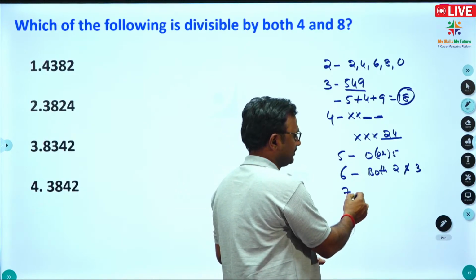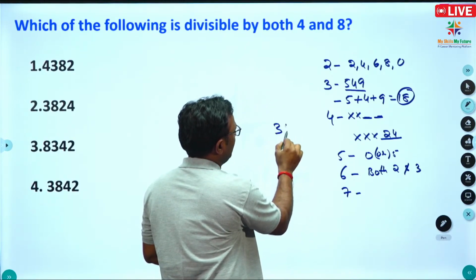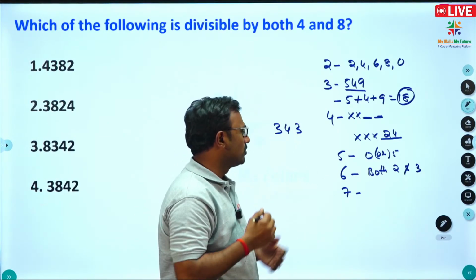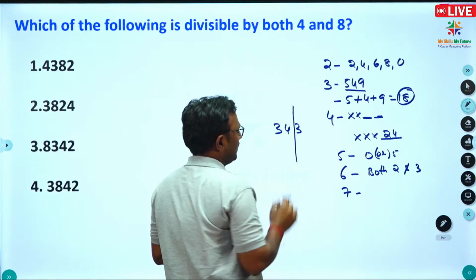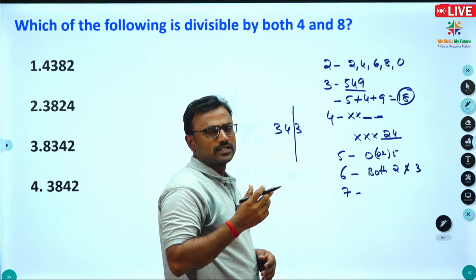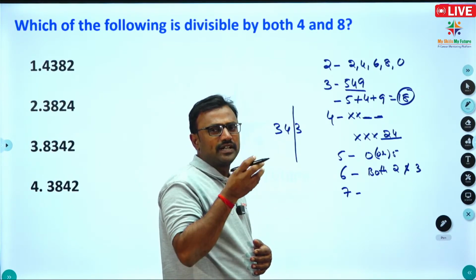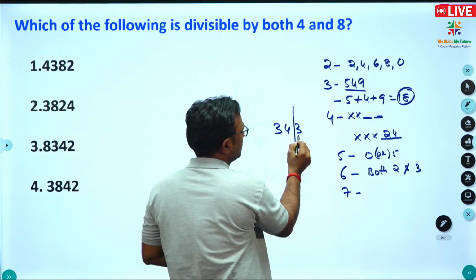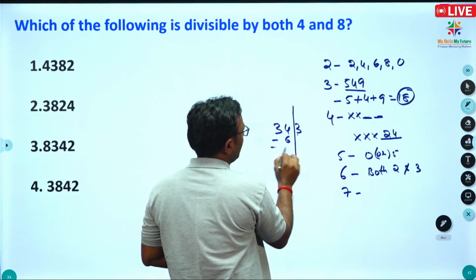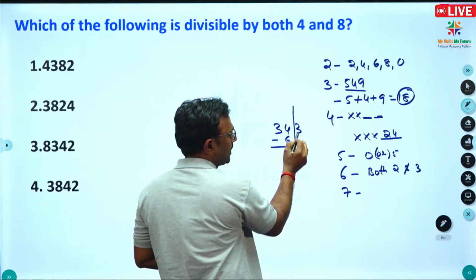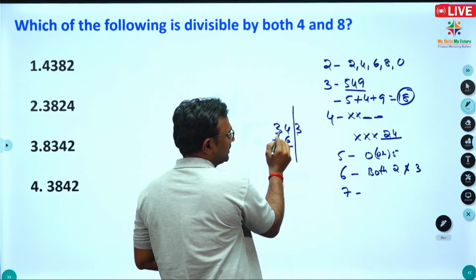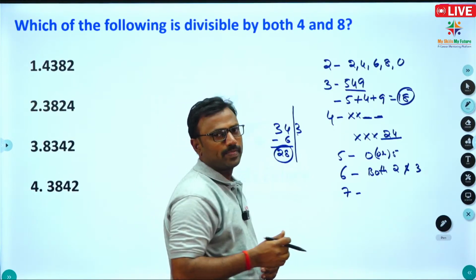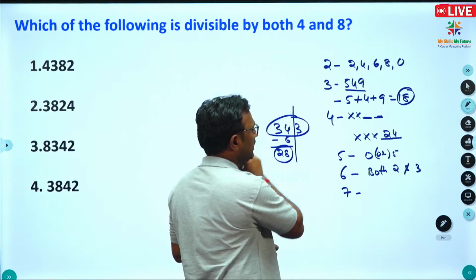What about 7? Suppose I give one number, 343. Is it divisible by 7? Yes. What is the divisibility rule? Subtract twice the last digit of the number from the remaining number. If the result is a multiple of 7, then the number is divisible by 7. Here the last digit is 3, so we subtract twice the last digit from the remaining number, which is 34. We get 28 as the result. If the resultant number is divisible by 7, then this number is also divisible by 7.